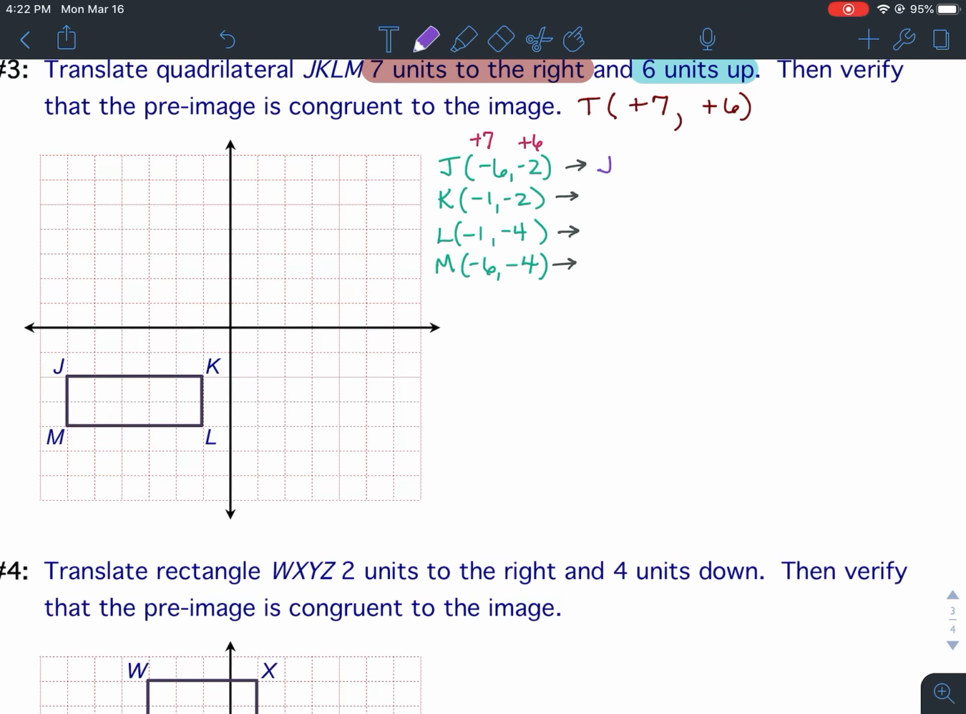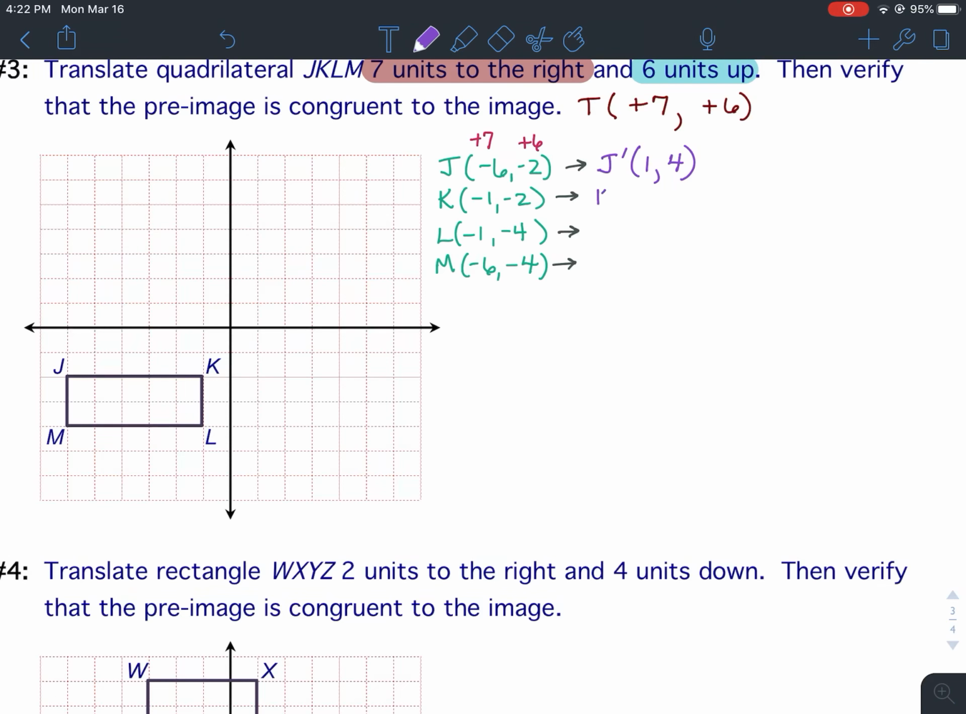So J prime. To find J prime, we will take -6 plus 7, which is 1. -2 plus 6, which is 4. Now you could also do 7 minus 6 and 6 minus 2. Either way would work fine, and it doesn't matter, as long as you do the math correctly, as long as you keep, if it says minus, that means negatives and so forth. As long as you don't mess that up, you will be fine to go either direction.